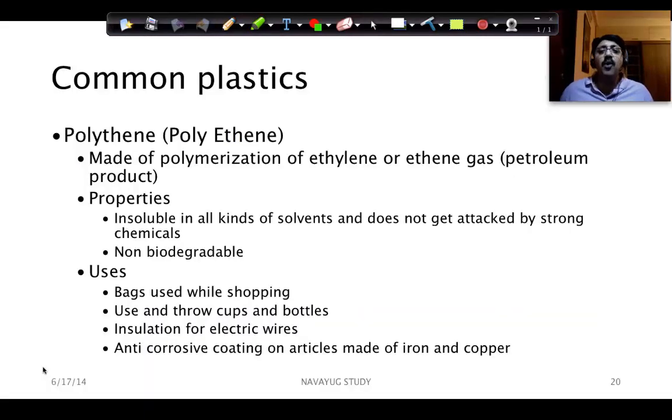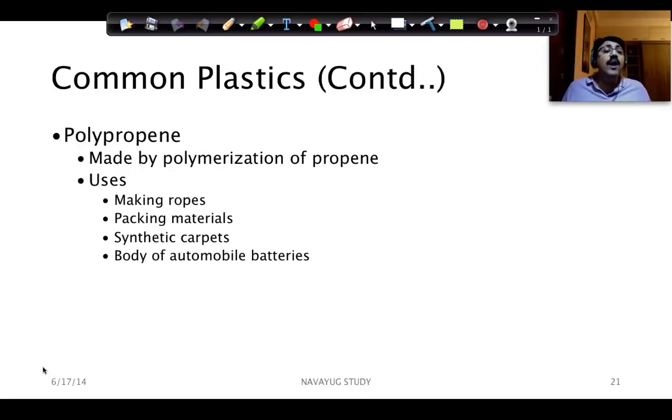So this is about polyethylene, a very common plastic formed by polymerization of ethene or ethylene, and we have seen the properties and some of the uses. Next one I would like to talk about is polypropene. We discussed this just now, right? Polypropene is made out of polymerization of propene, which is again a petroleum product. What are the uses? It is used for plastic ropes.